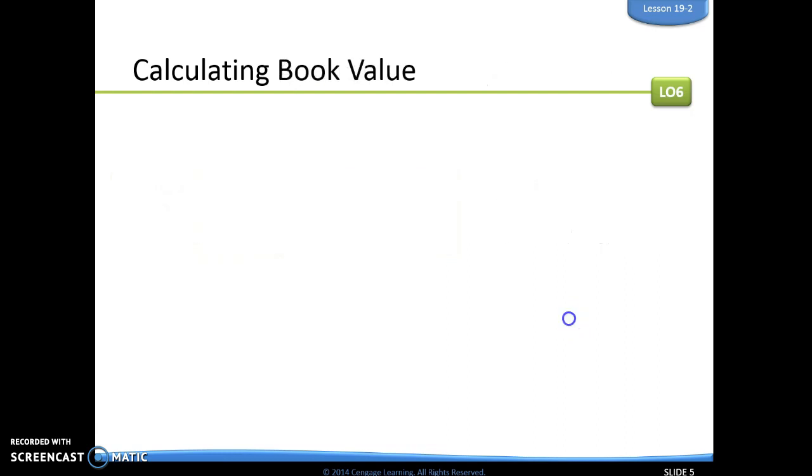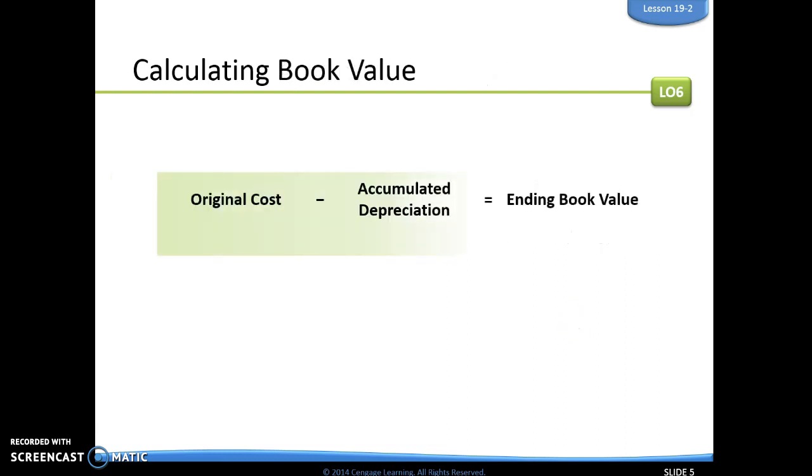To figure out book value, we're going to take the original cost of the asset and we're going to subtract what the accumulated depreciation is, and that will give us our ending book value, so what it's worth to us right now. So if we have an asset that we bought at $3,000 and it's depreciated $2,700 since we've owned it, the ending book value, or what it's worth to us right now, is $300.